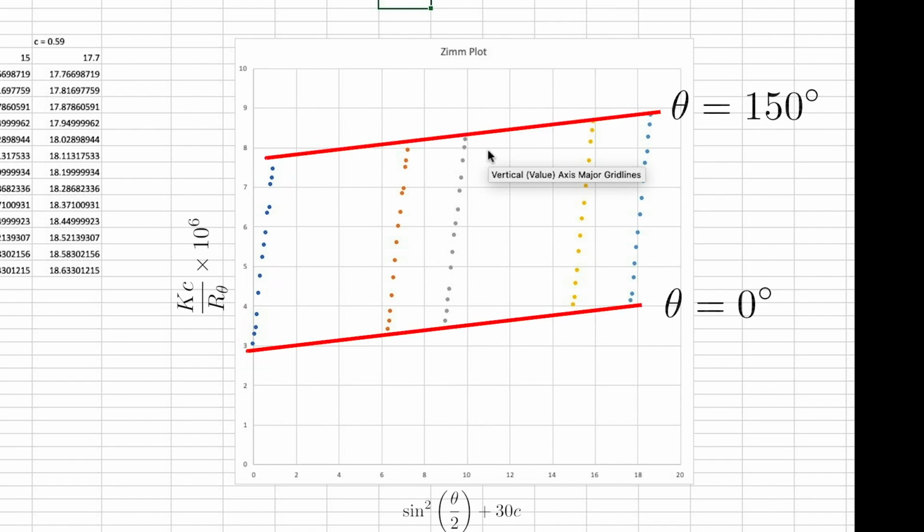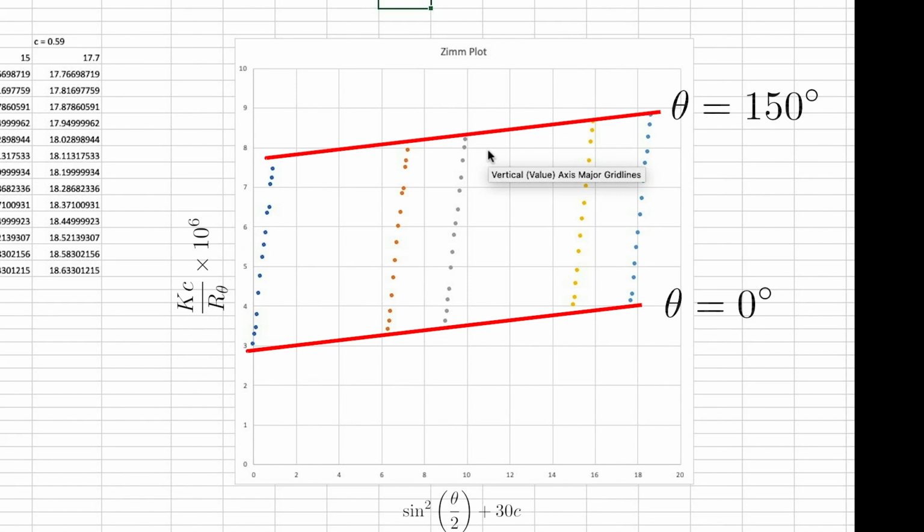And then finally, as you move across the x-axis to larger and larger values, that moves you up to higher and higher concentrations. And as you move up vertically, you're going from a scattering angle of 0 degrees at the lowest limit to a scattering angle of 150 degrees at the very highest set of points. These red lines that I'm showing here are lines of constant scattering angle, and that's how the scattering is varying as the concentration increases.